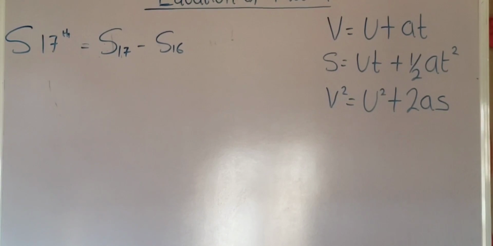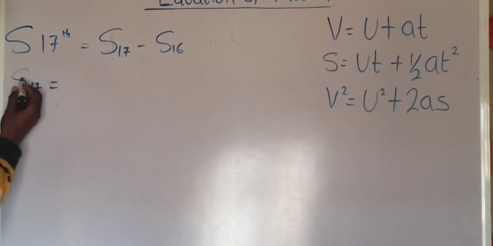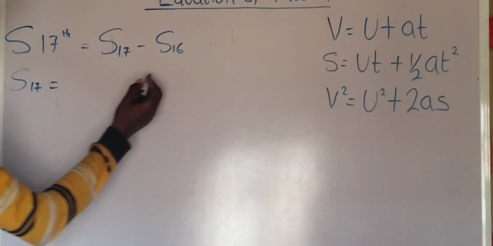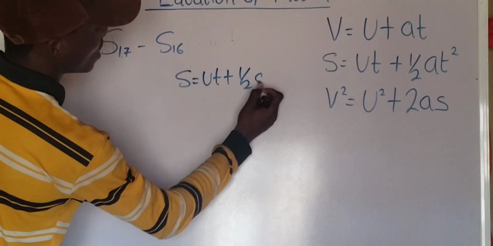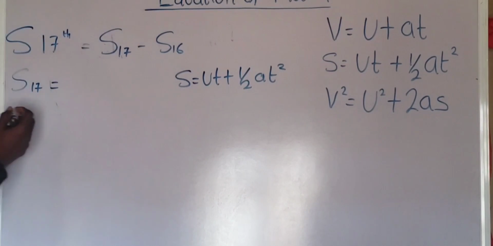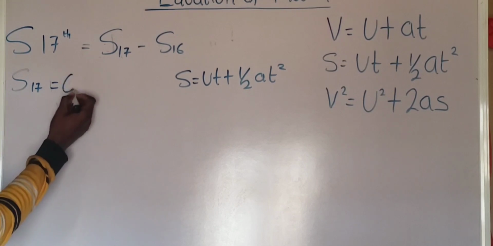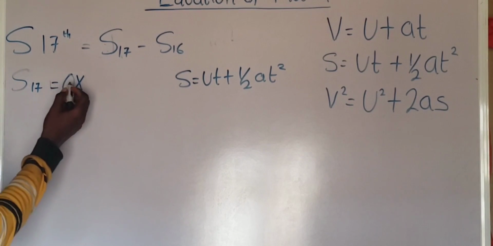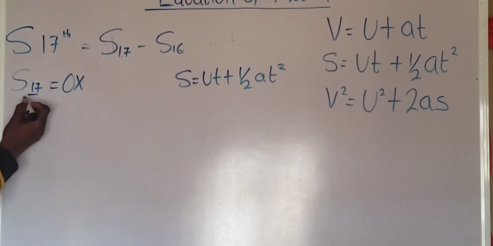Let's first get the distance that the Formula 1 covered in the 17 seconds. So I'm going to have x17 equals s, which is equal to ut plus half at squared. Do you understand? So x17 will be equal to ut, and u is what? 0. So I'm going to have 0 multiplied by t. T is 30. Oh, sorry, t is now 17. Please pay attention, okay? T is now 17, it's not 30.